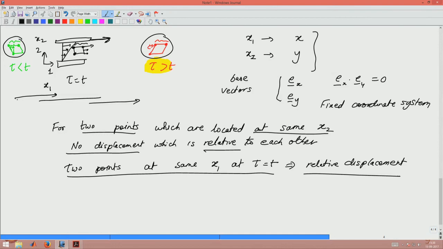So, in the next part of the lecture we will examine further using an extensional example, and also then we will get an idea what happens if we embed a coordinate system in the material itself, which moves along with the material system.